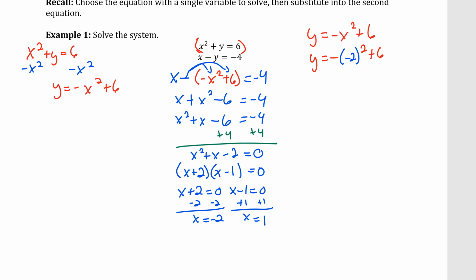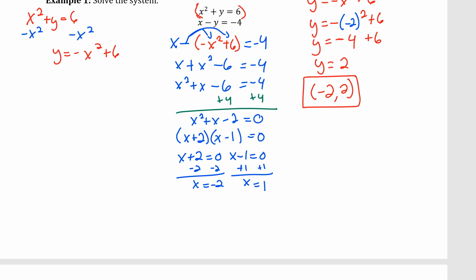So negative 2 times negative 2 gives me a positive 4. I'm going to bring everything else straight down, including that negative sign. So now I have a negative 4 plus 6. So y is equal to a positive 2. So I have an ordered pair, negative 2 from my x and a positive 2 from my y. That is one solution. I've got to still plug in this x equals 1.